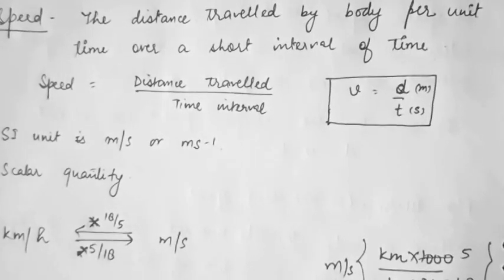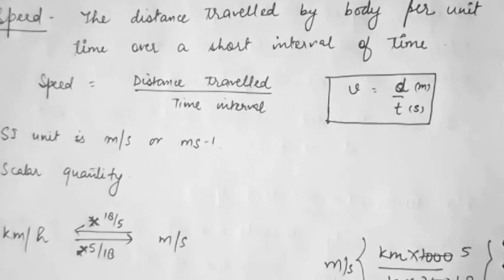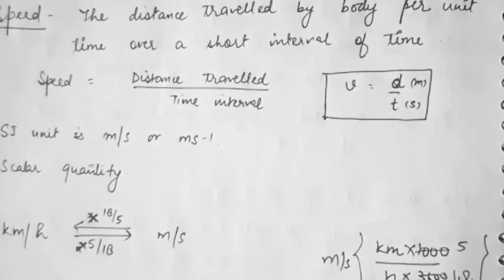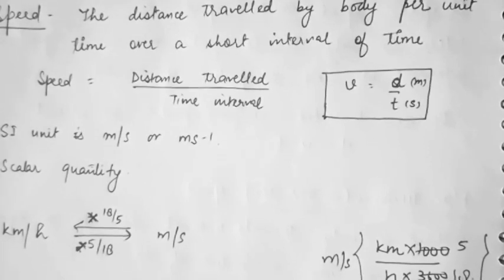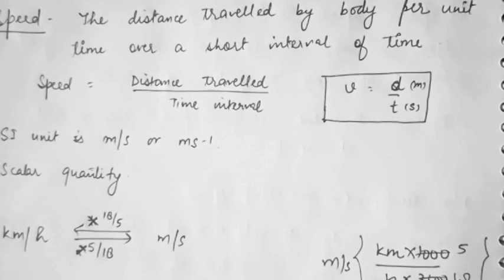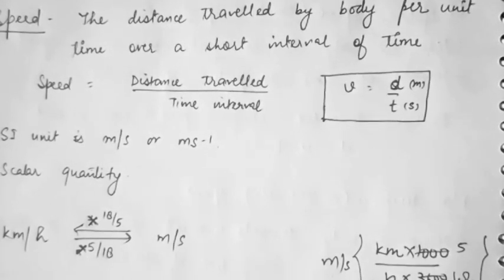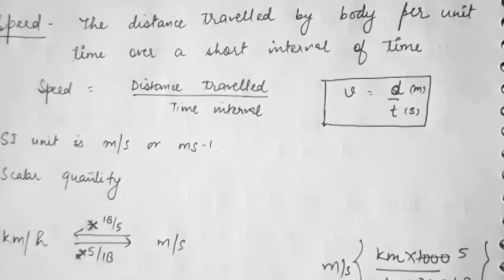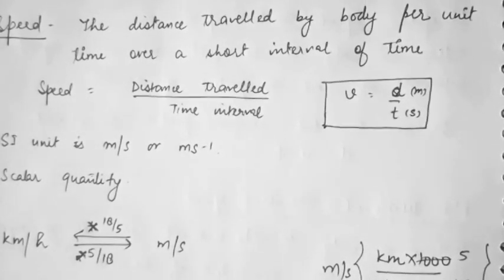The SI unit, that is the international standard unit, of distance is meter and of time is second. So the speed unit comes to be meter per second, and it is a scalar quantity. Scalar means that it has only magnitude but not direction. So this unit can be meter per second, kilometer per hour and centimeter per second, but we try to keep it in meter per second only.